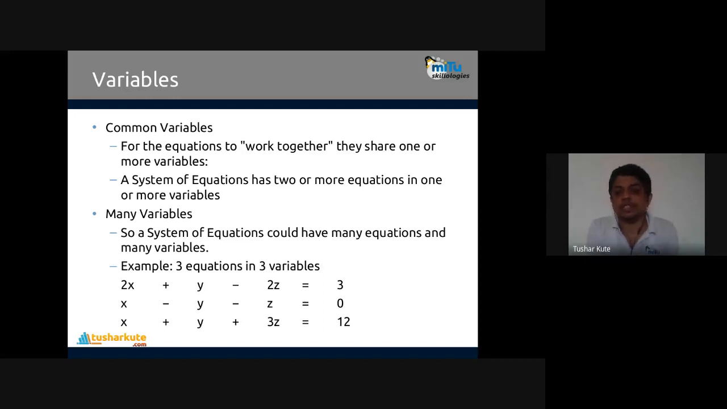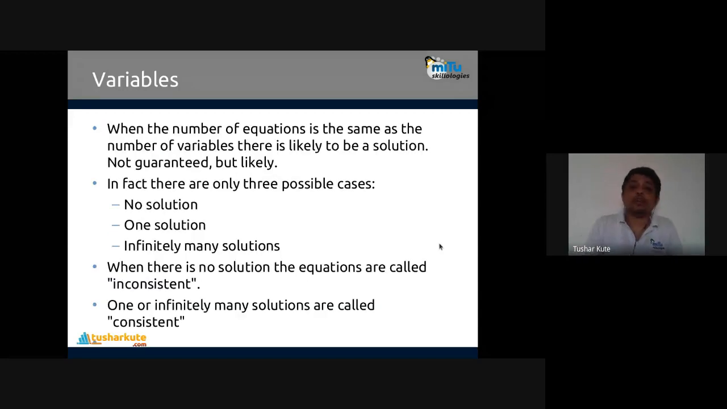Fine. So x plus y minus z equal to 0, or x plus y plus 3z is equal to 12. Same common variables, but any number of equations is possible, and even any number of variables. It's not always like x, y, z. You can have a, b, c, d, any kind of variables inside it. Okay, to build a linear system: when the number of equations is the same as the number of variables, there is likely to be a solution, not guaranteed, but likely.